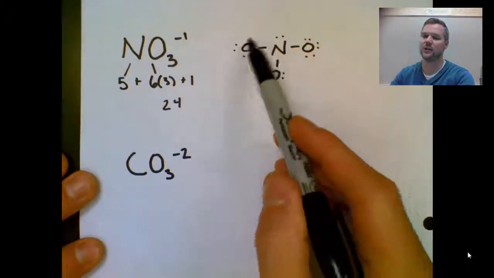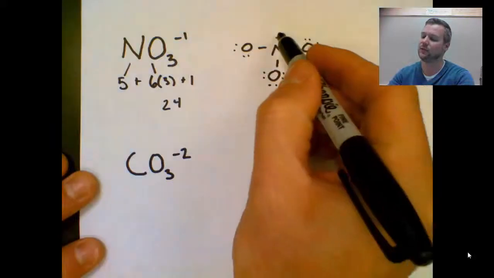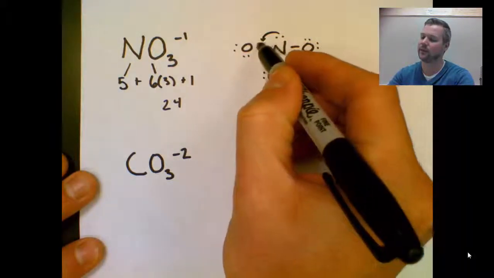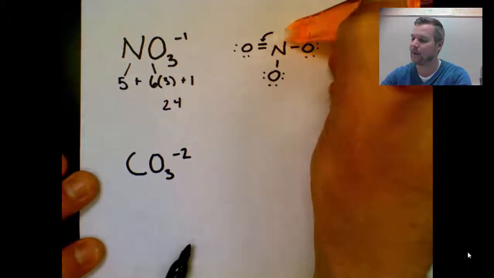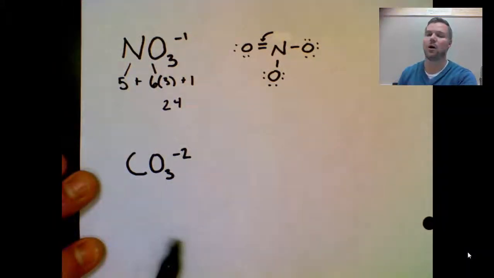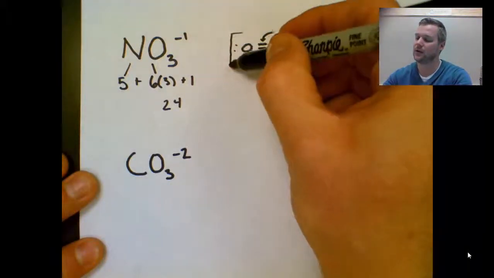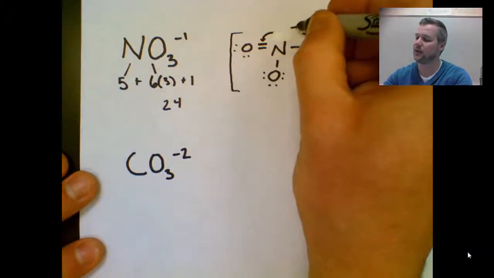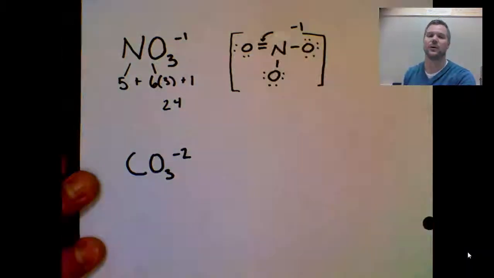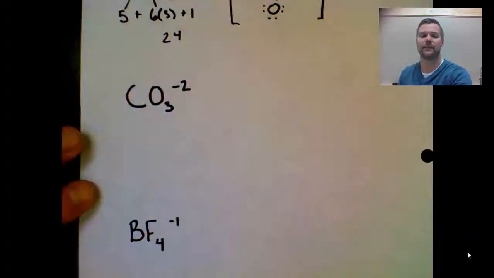However, this oxygen on the left is not stable. It doesn't have 8. So we need to move these electrons, make a double bond right here. Those electrons are now gone. And that's a good picture. All of my atoms happen to have 8, an octet, and I've only used 24 valence electrons. Since this is a charged particle, we put it in square brackets so that that charge is applied to the whole particle. We have the carbonate anion.